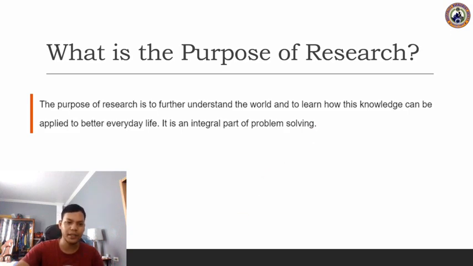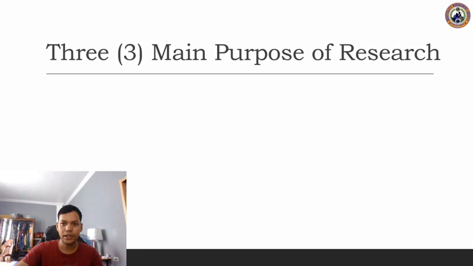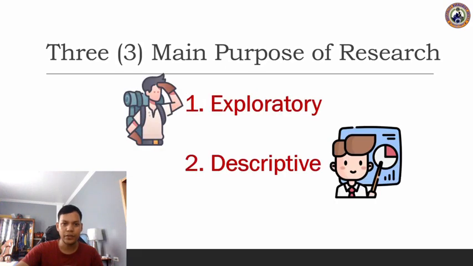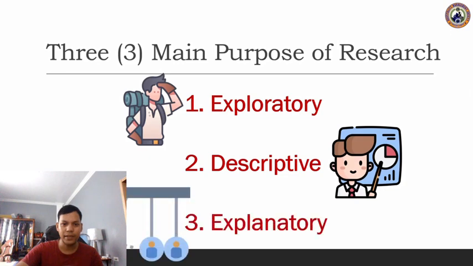Okay, so I hope and I pray that you appreciate the importance of research, not just for the sake of your requirement to graduate in this program, but because research is really important in our life to solve problems. So now we'll discuss the three main purposes of research. First is exploratory. We also have descriptive, and we have explanatory. Although research can take many forms, these are the three main purposes of research.